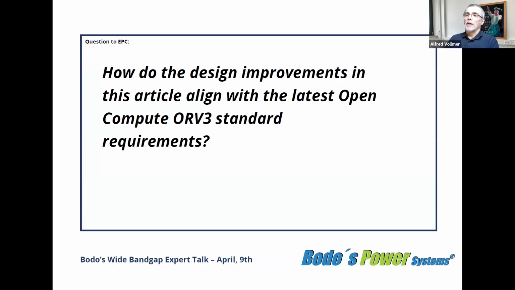Well, let's hop to the next question that we prepared. How do the design improvements in the EPC cover story article in Bodo's Power Systems in March align with the latest Open Compute ORv3 standard requirements?